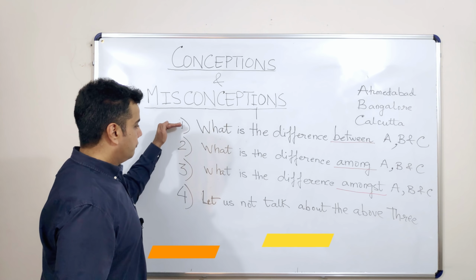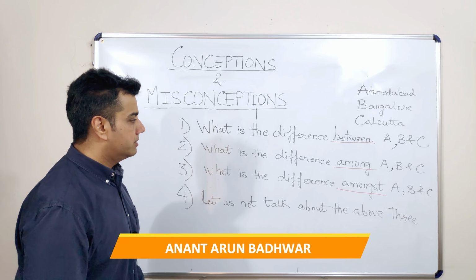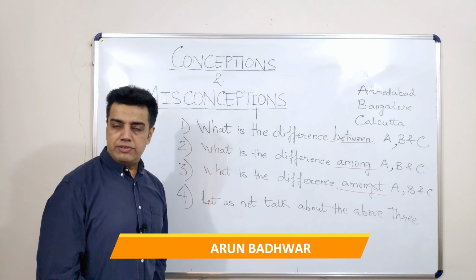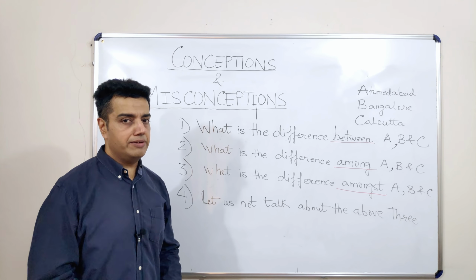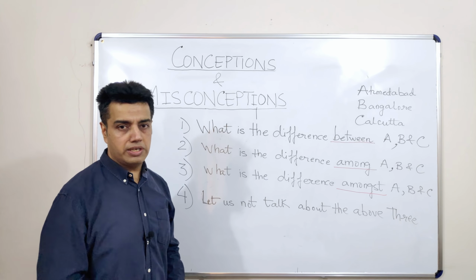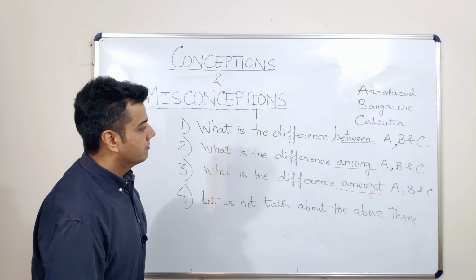So I have written down 4 different sentences. Now when I say I have written down 4 different sentences, mark the words that I am using. And I am using them very consciously.